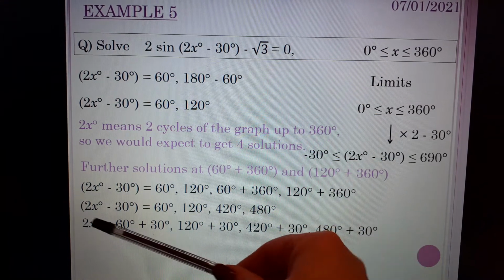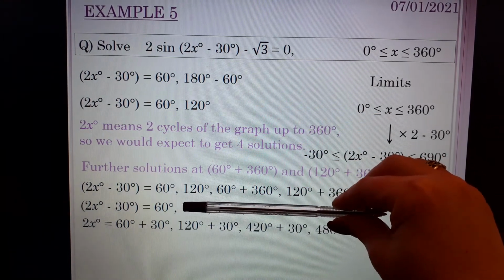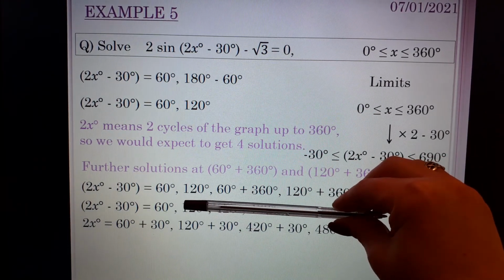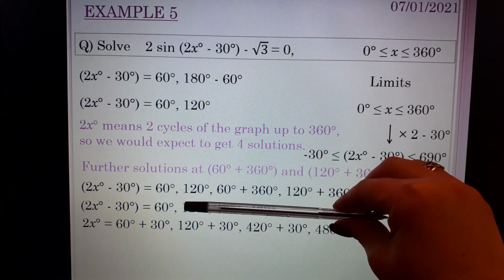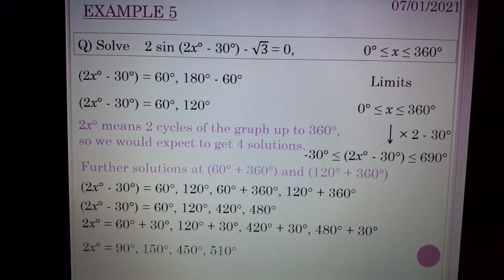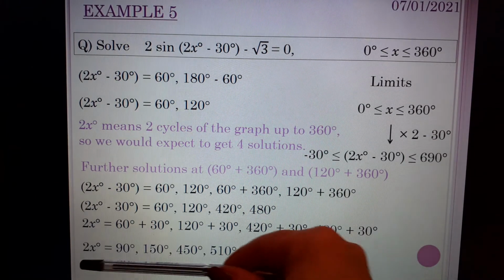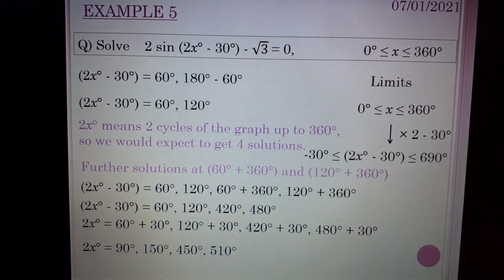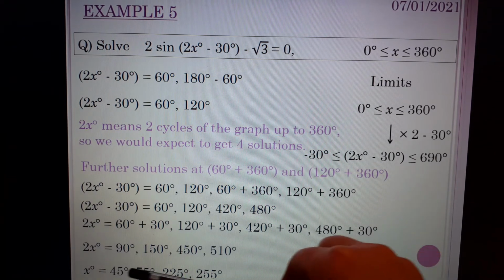Just rearranging that equation. If you just had 2x minus 30 equals 60, you would do 2x equals 60 plus 30. You just do it for each of them individually. Okay? So you get your answers to those. And then the last thing you'll do is just divide by your 2. So you've got a 90 divided by 2, and a 150 divided by 2, and a 450 divided by 2, and a 510 divided by 2. And those would be your answers. So here's your final answers here.